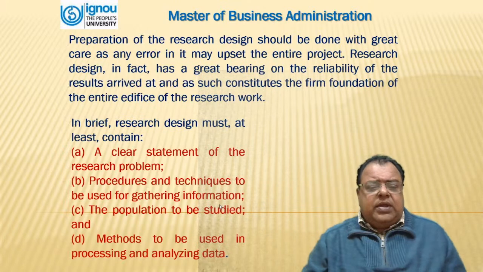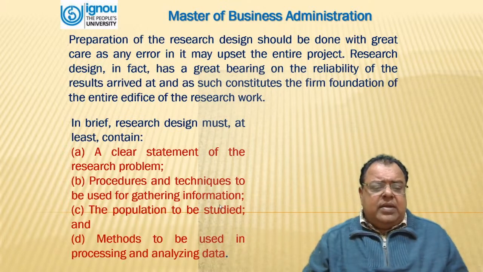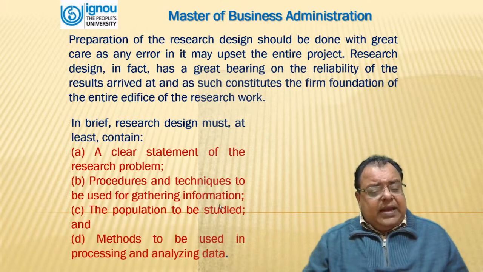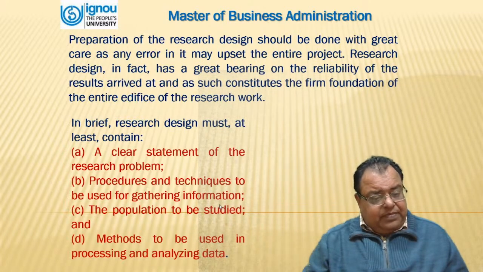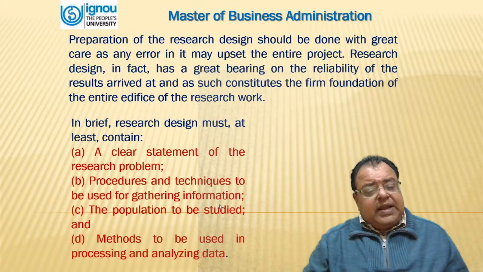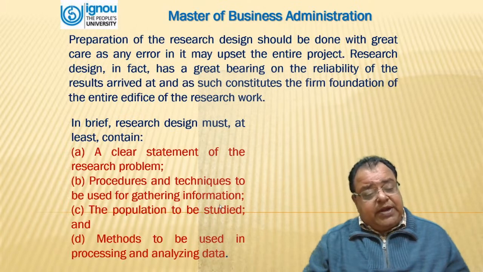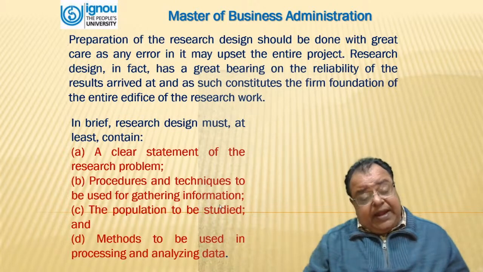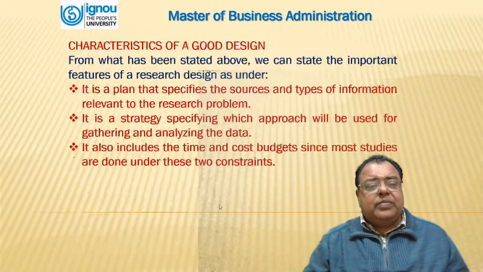In brief, research design must at least contain: number one, a clear statement of the research problem. Number two, procedure and techniques to be used for gathering information. Number three, the population to be studied. And fourth, methods to be used in processing and analyzing data.